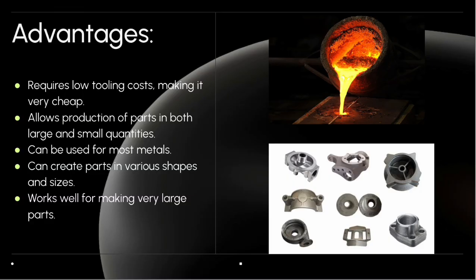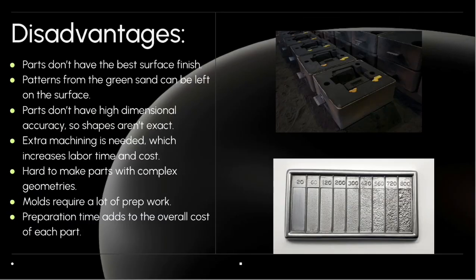The pros are that this method requires a low tooling cost, which makes it very cheap and allows you to produce parts in both large and small quantities. Another benefit is that it can be used for most metals. It allows you to make parts in various shapes or sizes. You can also use conventional sand casting to make parts that are very large in size. Overall, conventional sand casting is an excellent way to make a large quantity of high volume parts.